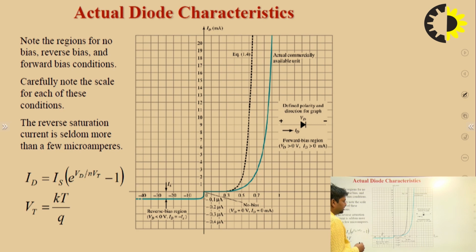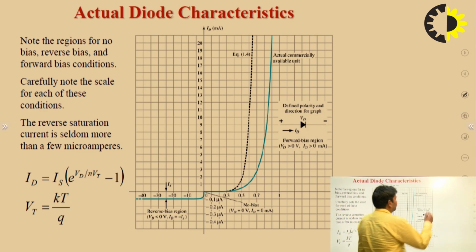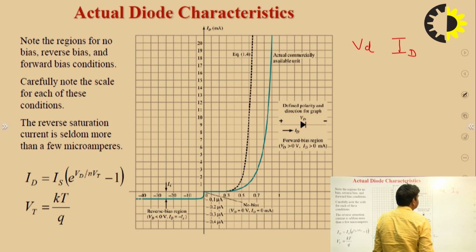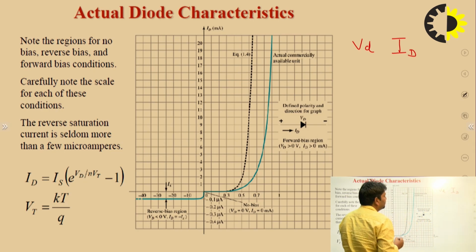So this is the VI characteristics of a PN junction diode. What is the meaning of VI characteristics? The relation between the diode voltage and the diode current is called the VI characteristics of the diode.